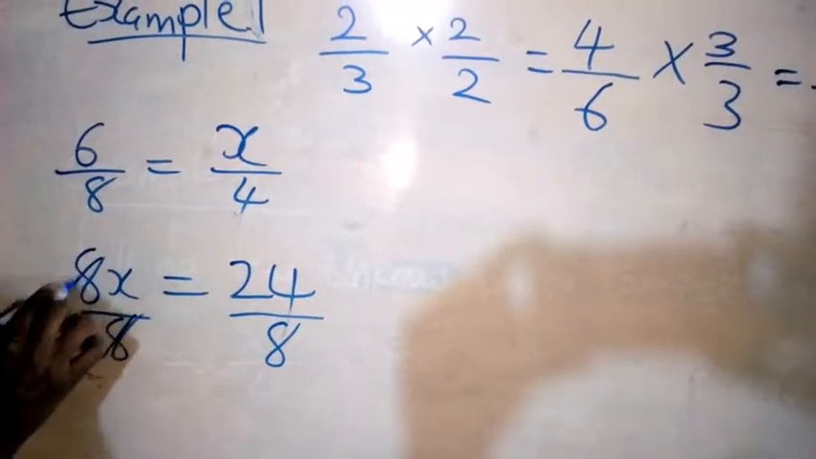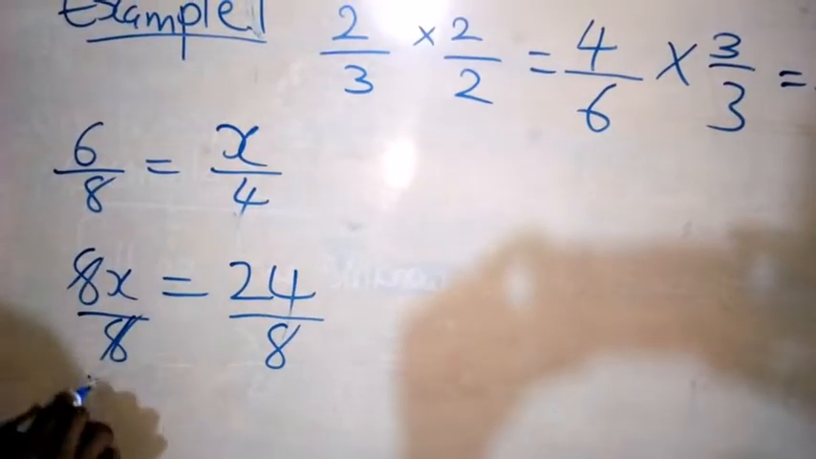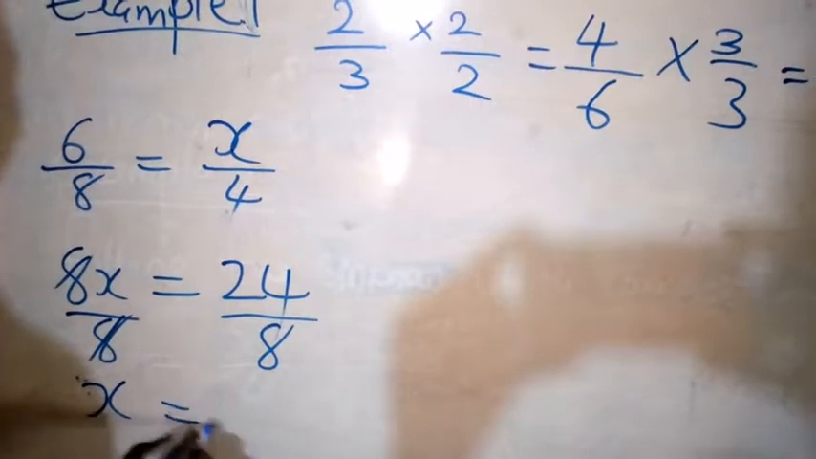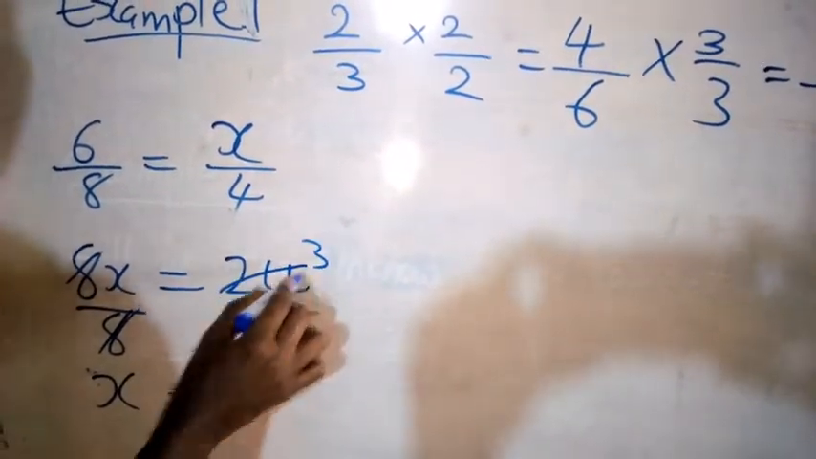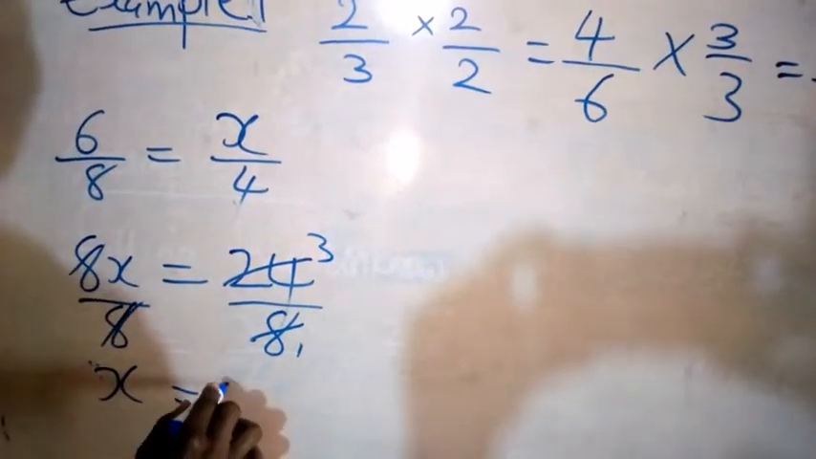When this crosses this one, x will remain. Now, 8 in 24, we have 3. Therefore, our x is equal to 3.